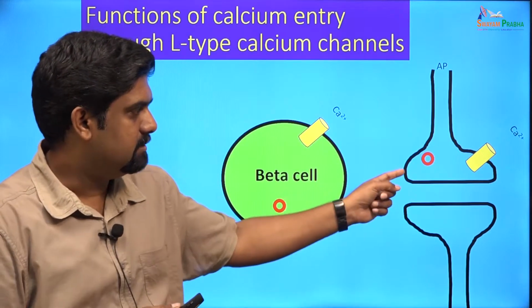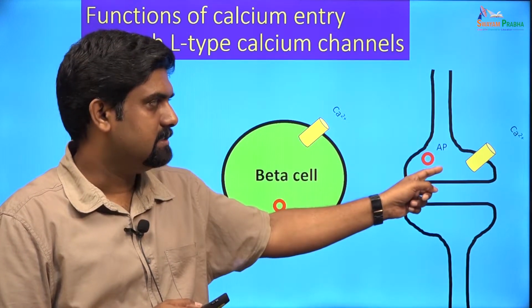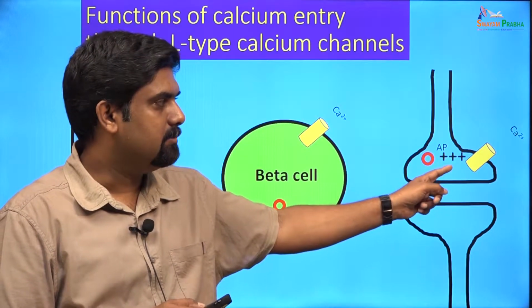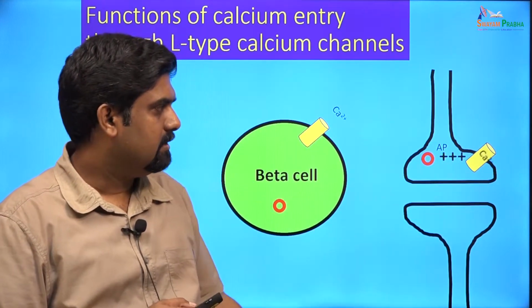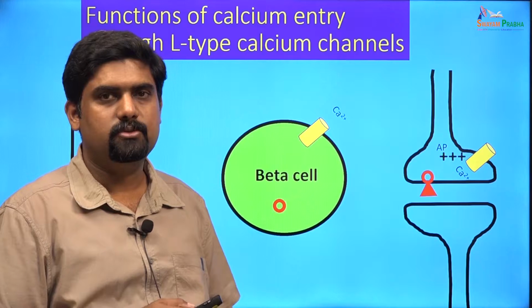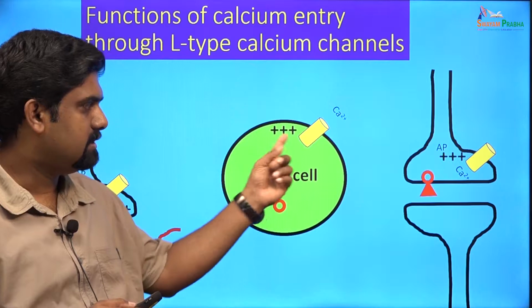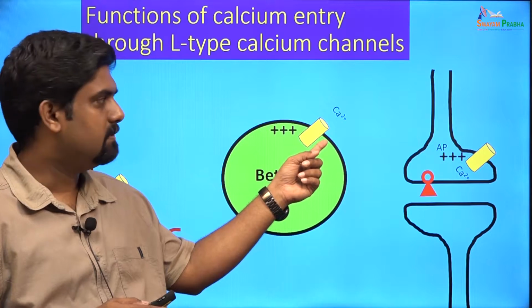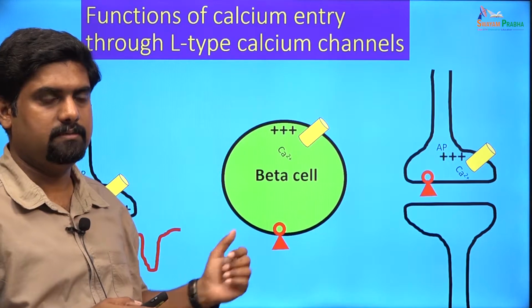Here we have the synapse. This is the presynaptic neuron, this is the postsynaptic neuron. Again, here the action potential reaches the presynaptic nerve terminal or the neuronal terminal and causes a depolarization, leading to opening of L-type calcium channels and calcium entry. This then leads to the exocytosis of vesicles containing neurotransmitters and leads to neuronal transmission. This is the beta cell. Again, depolarization of the beta cell of the islets of Langerhans causes the opening of L-type calcium channels here, leading to calcium entry and exocytosis of vesicles containing insulin.